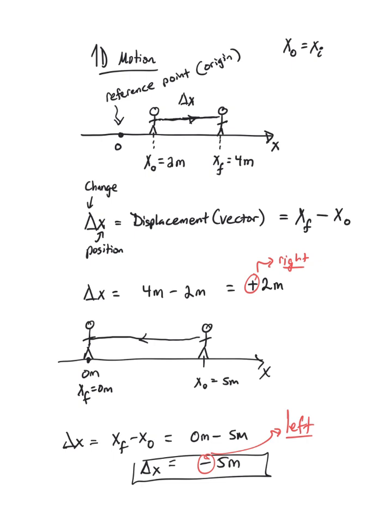Basically, the displacement is really just a measurement of the shortest distance between the person's or the object's starting position and ending position.